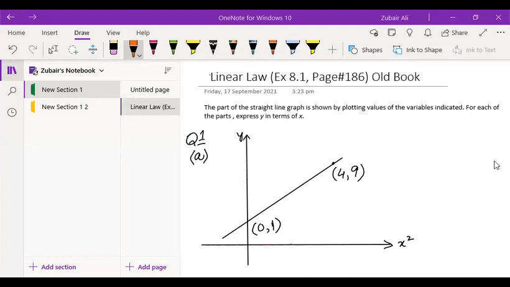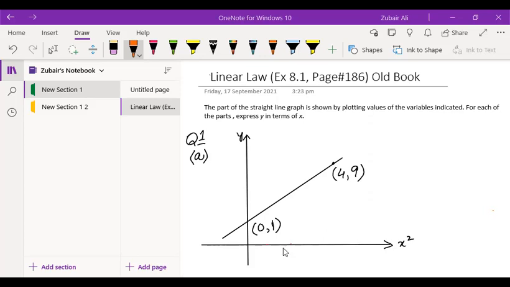So in question number 1, part A, the directions are: the part of the straight line graph is shown by plotting values of the variables indicated. For each of the parts, express y in terms of x. Okay. So now here we can see that a graph is given, y against x square.